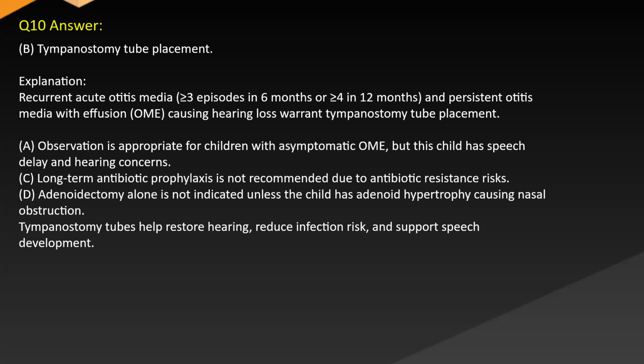Recurrent acute otitis media, 3 episodes in 6 months or 4 in 12 months, and persistent otitis media with effusion causing hearing loss warrant tympanostomy tube placement. A. Observation is appropriate for children with asymptomatic OME, but this child has speech delay and hearing concerns. C. Long-term antibiotic prophylaxis is not recommended due to antibiotic resistance risks. D. Adenoidectomy alone is not indicated unless the child has adenoid hypertrophy causing nasal obstruction. Tympanostomy tubes help restore hearing, reduce infection risk, and support speech development.